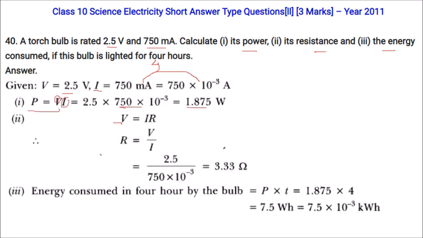We use Ohm's law, V equal to IR. R can be found out by V by I. V is known, I is known. We divide them, we get R. Now energy consumed in 4 hours, we know that energy is power into time. Power is this one, we just found out, and time is given as 4 hours. So you multiply them, you get 7.5 watt hour. You can convert it into kilowatt hour by multiplying it with 10 to the power minus 3.